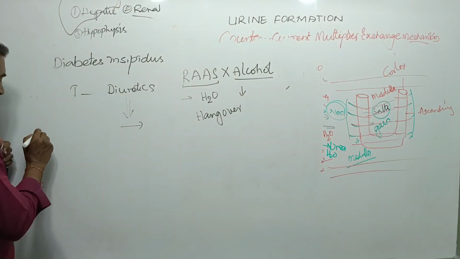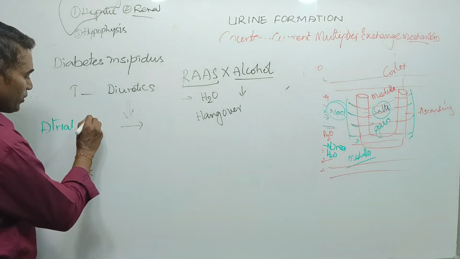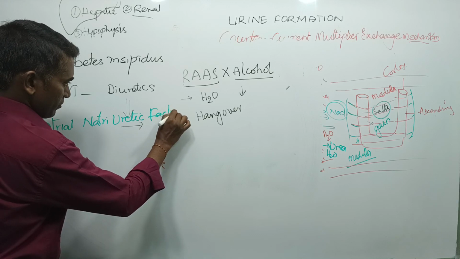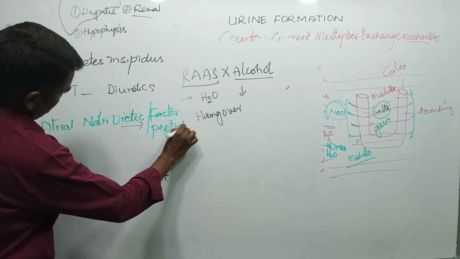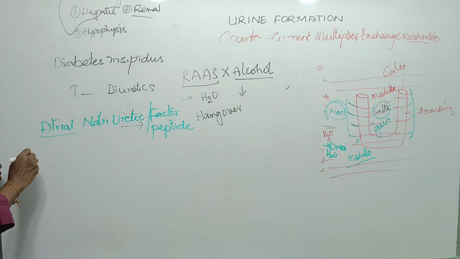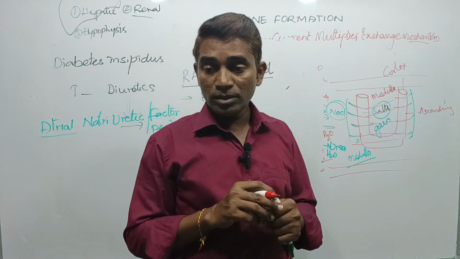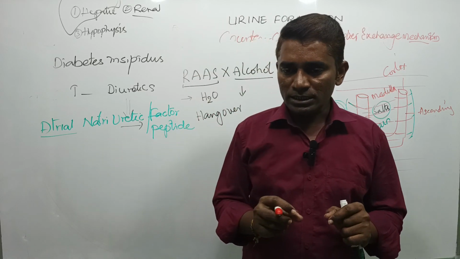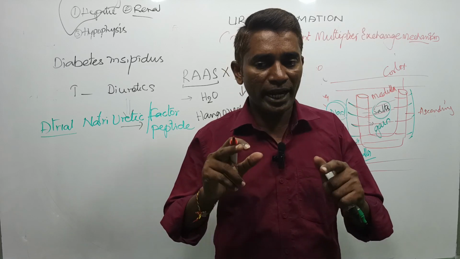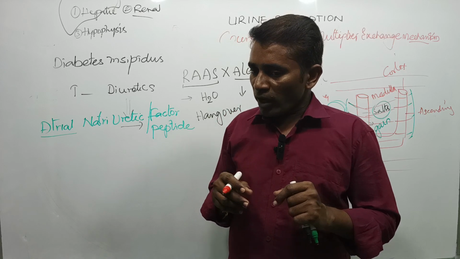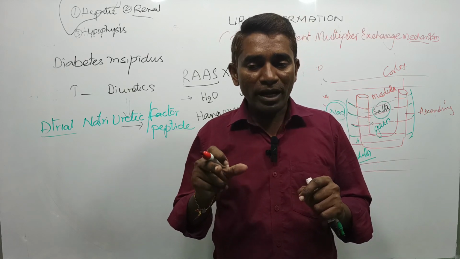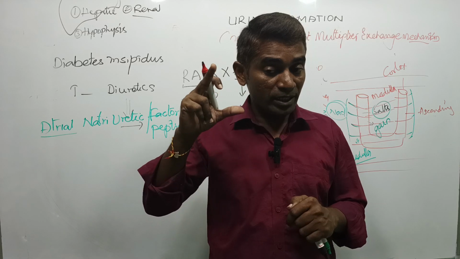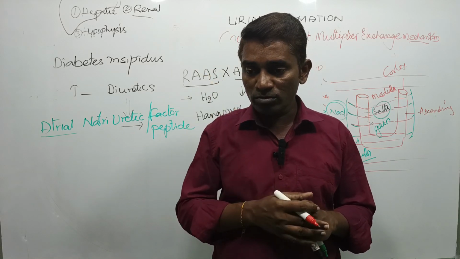In addition to these, there is another, atrial natriuretic factor or peptide. Atrial means this is the atrium part, the heart auricles. The atrium has a specialized structure that secretes atrial natriuretic factor or atrial natriuretic peptide. When it is released, it usually decreases blood volume. Whenever the blood pressure increases, whenever the amount of blood increases, the atrial natriuretic factor will be released, so that it lowers blood volume.